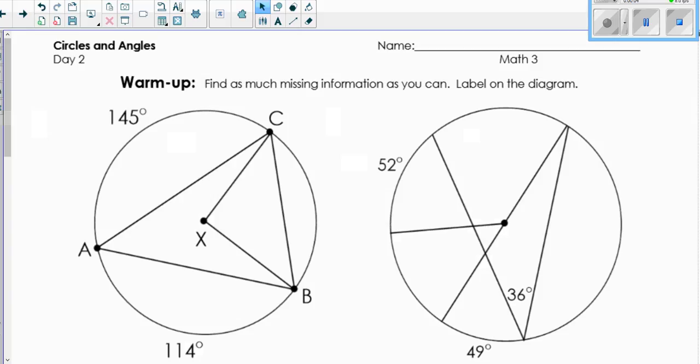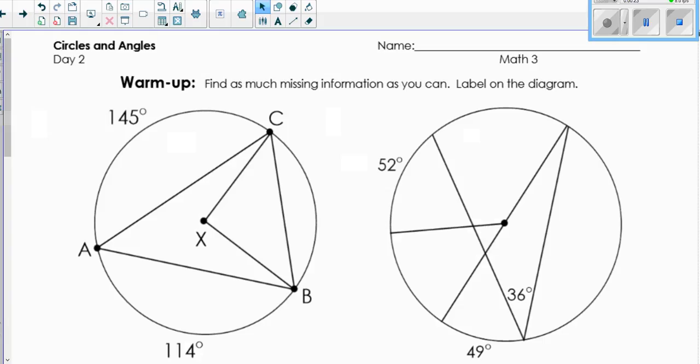Hi everyone. Okay, so this is day 2 of circles and angles. You have a warm-up in front of you, or you should have a warm-up in front of you that looks like this. It's kind of like the last two problems that we did yesterday. I want you to label every angle and every arc that you can find in both of them.